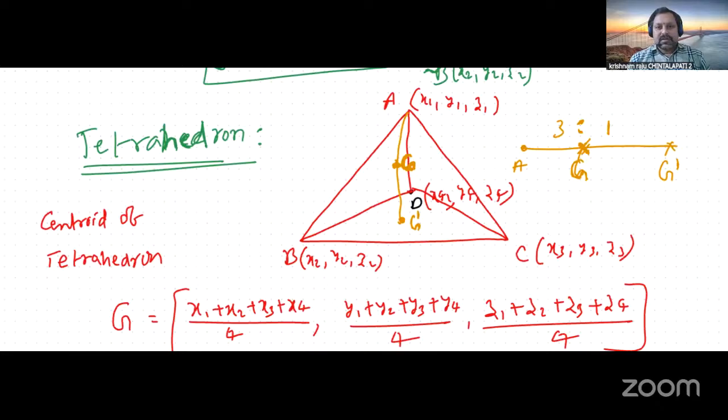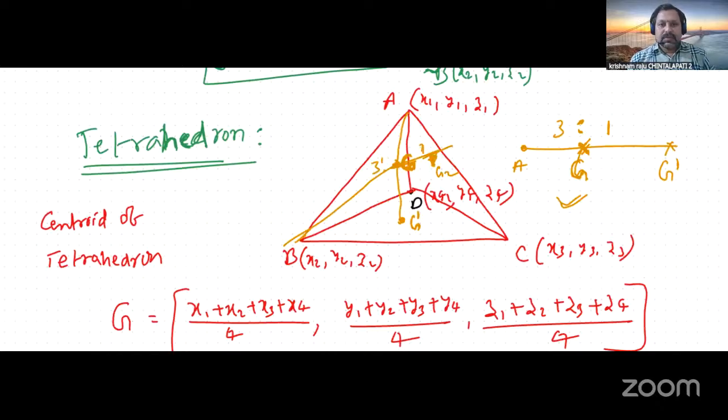Right? Similarly, B is the vertex. What is the opposite face? The opposite face is ADC. Here you get one more centroid, G2. If you draw a line joining B to this, then again this centroid G divides it. Now, the line segment BG2, G divides at what ratio? 3:1. Similarly in the other vertices also. So this is the concept.